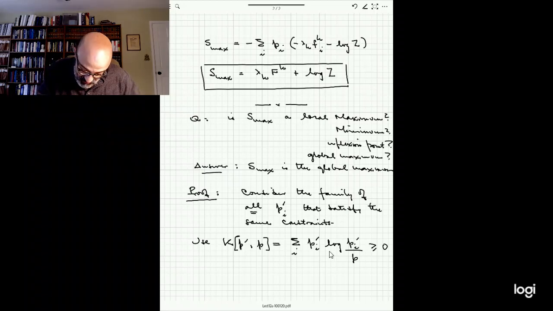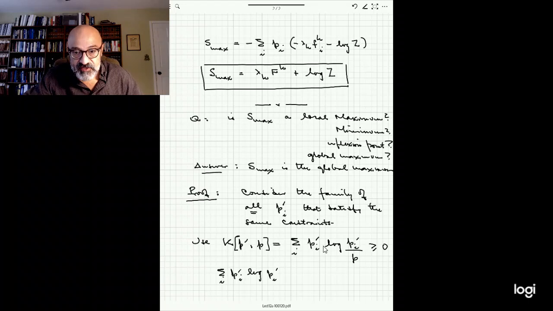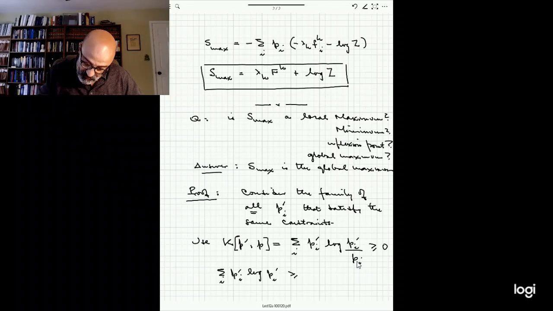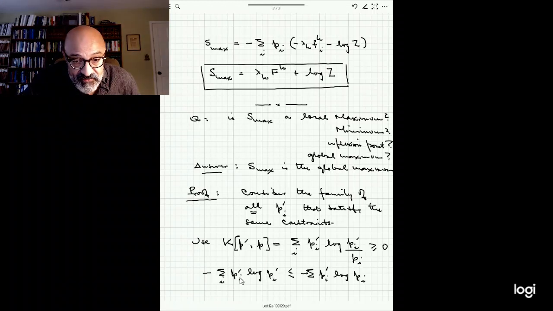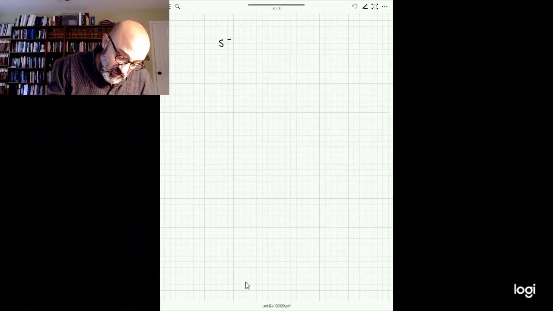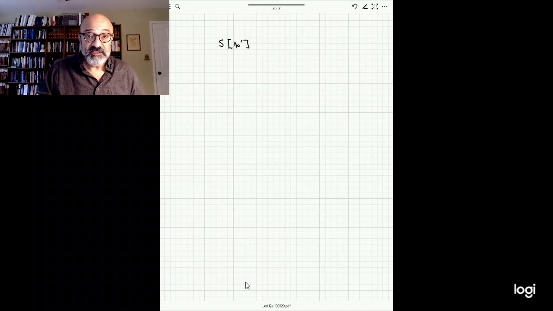So now I'm going to rewrite this: separate log p_i prime divided by p_i, and get the minus log p_i onto the other side. Very good. At this point, if I were to flip the sign, if I multiply by -1 on both sides, I have to invert the inequality. The reason I'm doing this is that on the left-hand side it is clear that I have the entropy of those p primes that satisfy the same constraints.